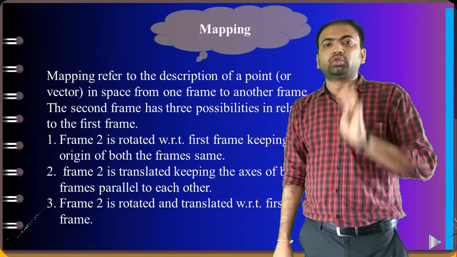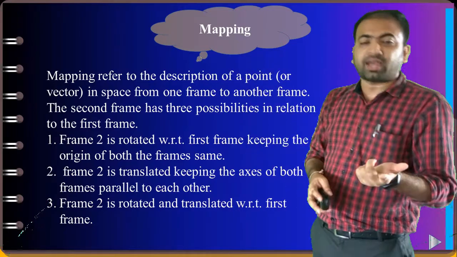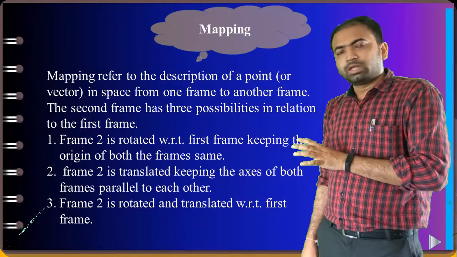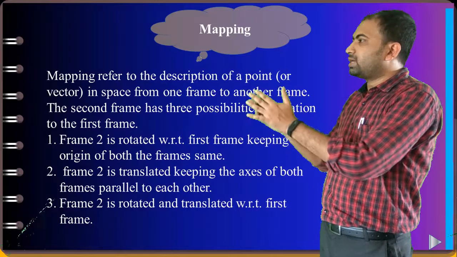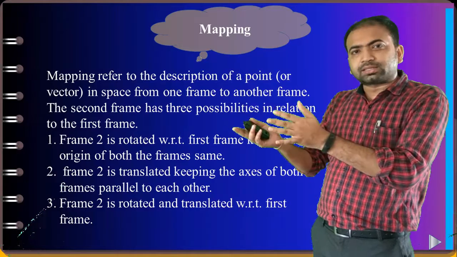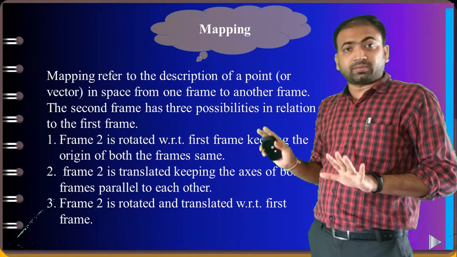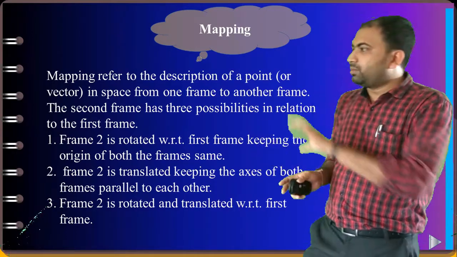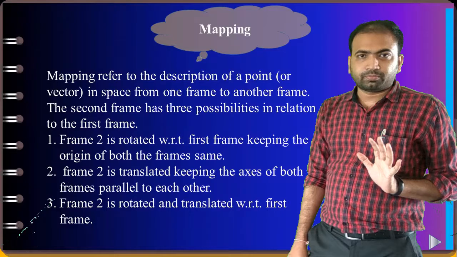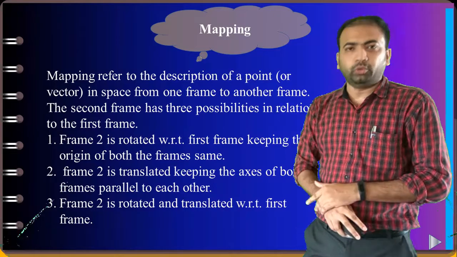There are 3 ways to perform mapping. Number 1, suppose we have got 2 frames. I'll show you the next diagram. Suppose frame 1 and frame 2. Both were, for example, in the same line, meaning frame 1 x-axis and frame 2 x-axis are coinciding. Similarly, y and z are on the same axis or parallel to each other. Now frame 2 we will rotate with respect to point O, the origin of frame 1, where the origin of frame 2 is also at the same point, which is point O.